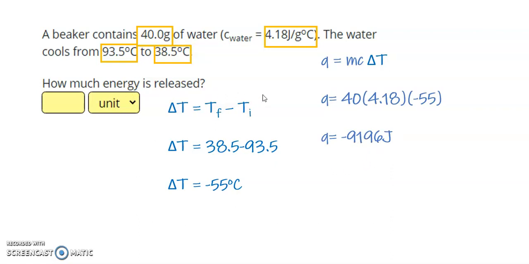The question asks how much energy is released. So because it's phrased that way, it takes the absolute value here because that's how many joules of energy are leaving. A negative number isn't released. This many are released. So the answer to plug in here, 9196 joules.